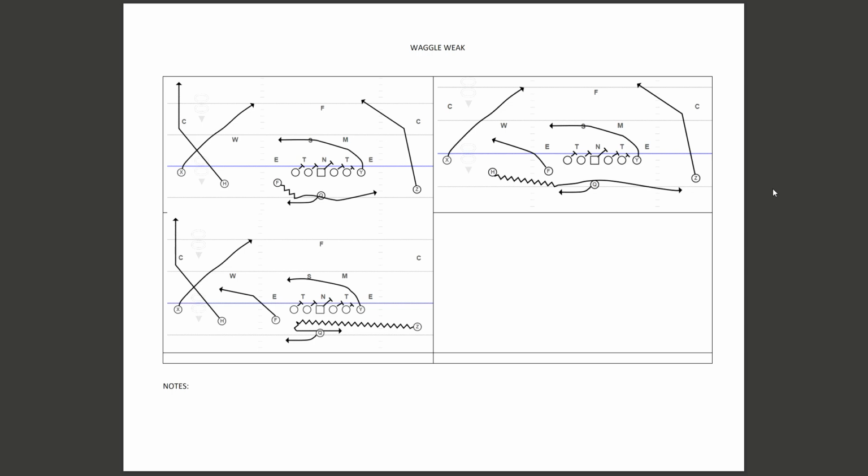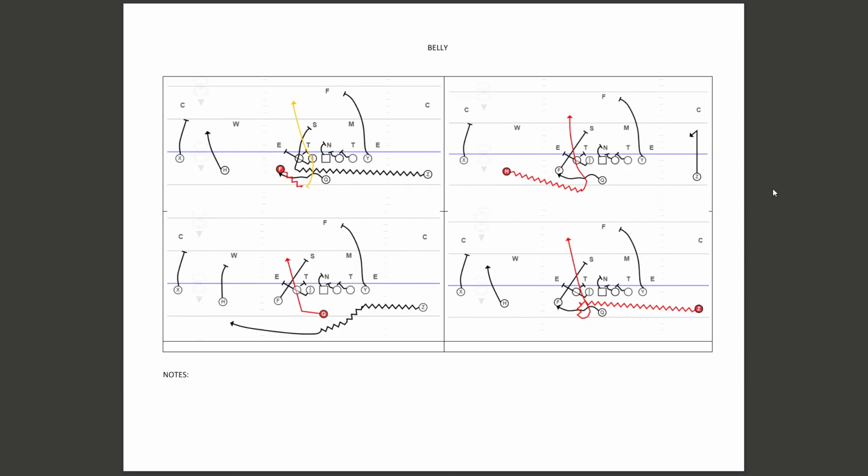Waggle, so you've been running your buck sweep. You want to run a constraint play to the back side. You can use those motions and then run your waggle off of that look. Again, your fullback in motion, your H back in motion, and then your Z back in motion, running waggle.